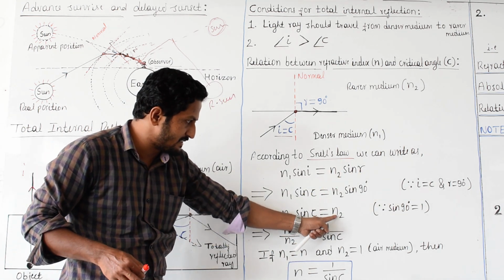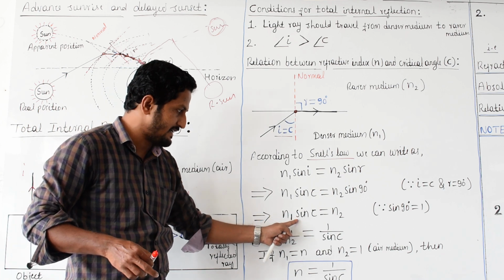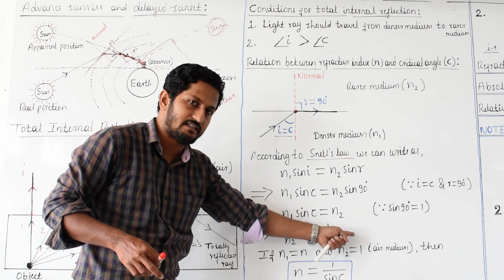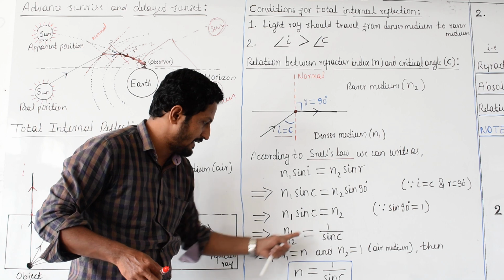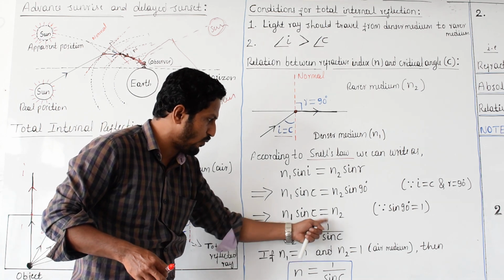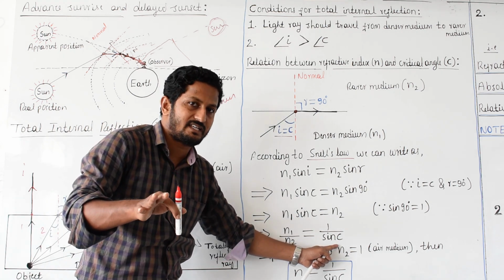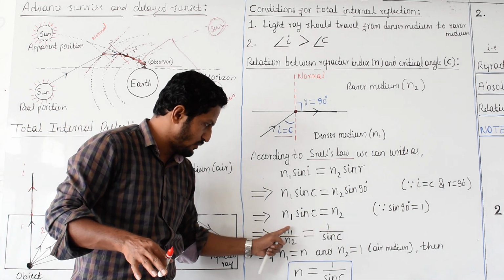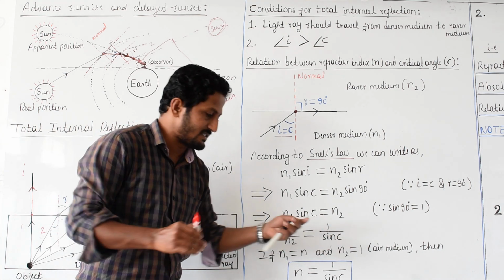Then you take N2 this side and send sin C that side. What will happen? N1 by N2 is equal to 1 divided by sin C. N1 by N2 is equal to 1 by sin C.